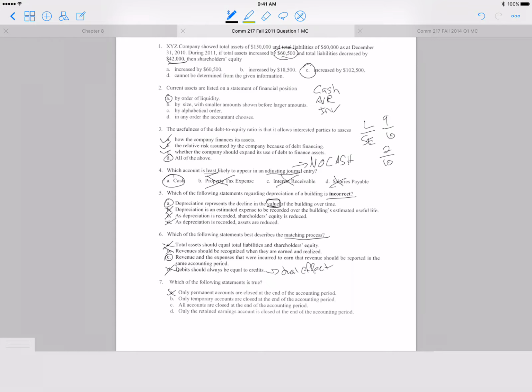B, only temporary accounts are closed at the end of the accounting period. That's true because that explains why A is wrong. C, all accounts are closed at the end of the accounting period. That's wrong because in A we said permanent accounts are never closed. And D, only the retained earnings account is closed at the end of the accounting period. And we know that's incorrect too, because all the expenses are closed and transferred to retained earnings, and retained earnings isn't closed. So the only possible answer for this is B, and B is correct.